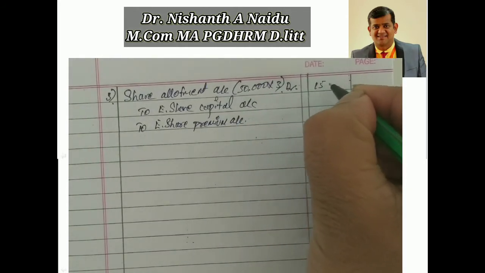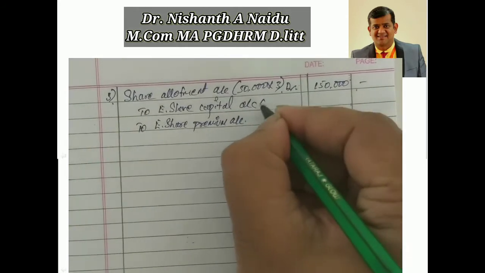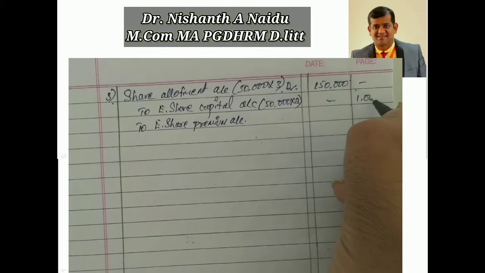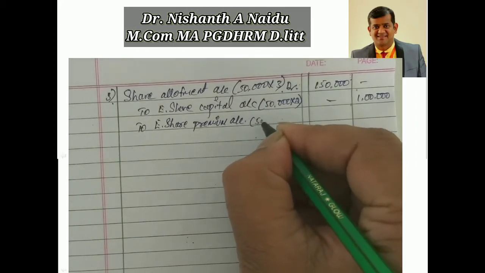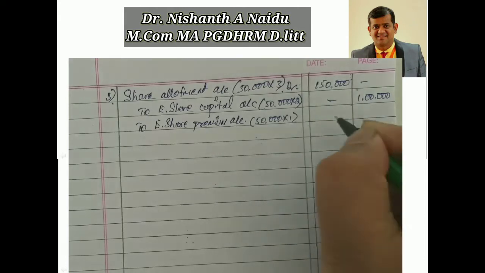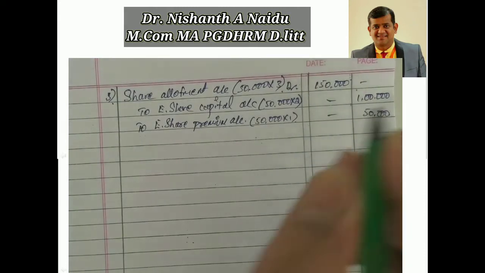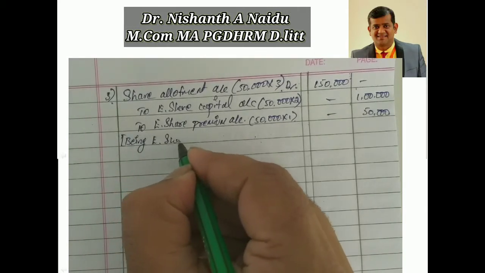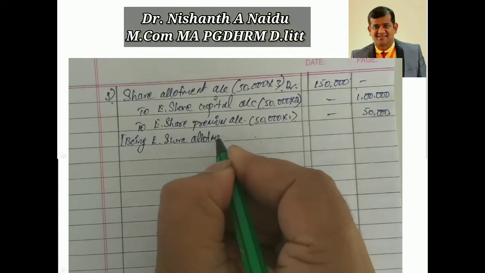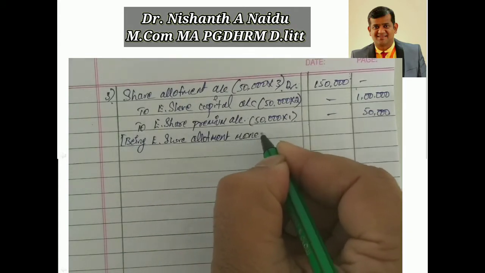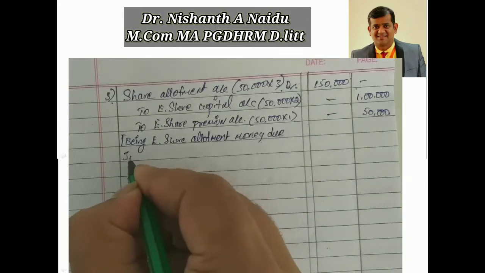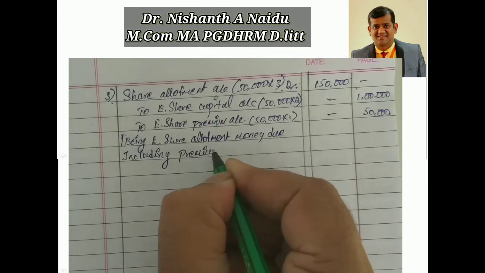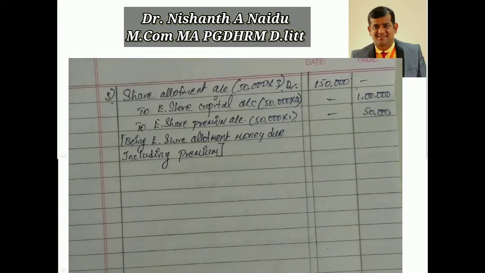So first write down 1,50,000 rupees. So here 50,000 into 2. How much for capital? 2. Why? Because 1 rupee is for premium. Okay. So then 50,000 into 1, that is 50,000 rupees. So write down the narration being equity share allotment money due including premium. Okay, so done with the third entry.